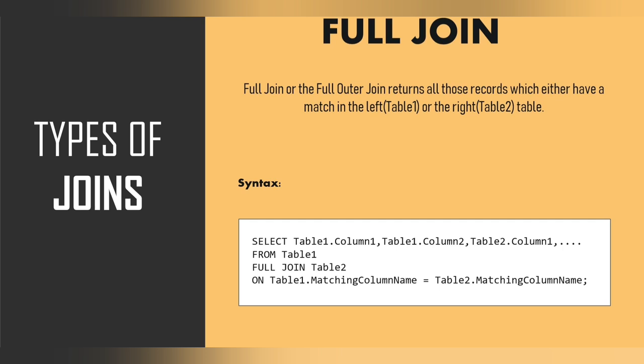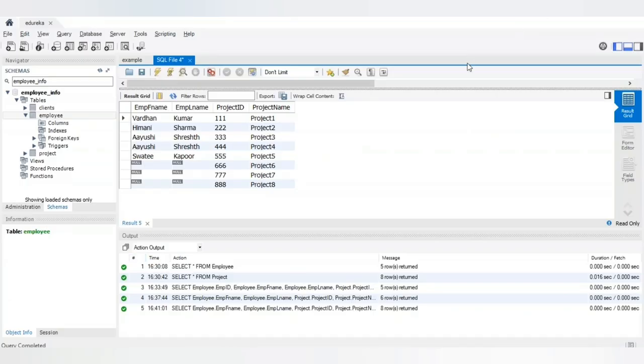So the syntax is select table 1 dot column 1, table 2 dot column 2, table 2 dot column 1, and so on. Basically the different column attributes. From table 1, full join table 2 on table 1 dot matching column name equal to table 2 dot matching column name. So that's basically again the related column, that is basically a matching column. Now to see how full join works, let me just shift back to my MySQL workbench.